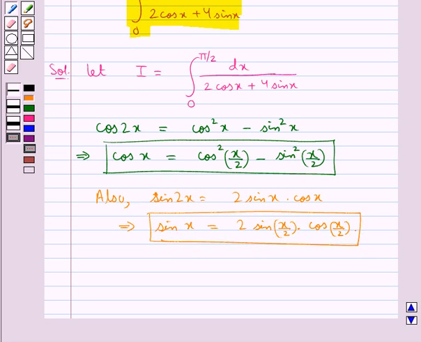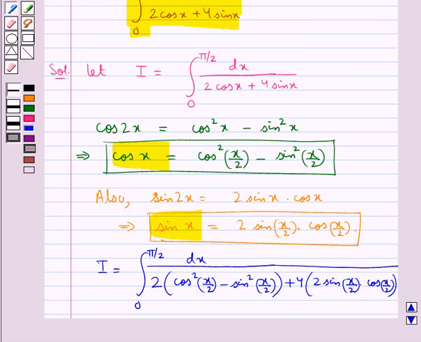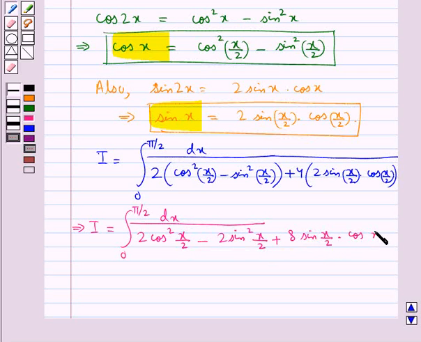So now we shall substitute these values of cos x and sin x in this I. So we get I is equal to integral 0 to pi by 2 dx upon 2 into cos x, which is cos square x upon 2 minus sin square x upon 2, plus 4 into sin x, which is 2 into sin x upon 2 into cos x upon 2. This means we get I is equal to integral 0 to pi by 2 dx upon 2 cos square x upon 2 minus 2 sin square x upon 2 plus 8 sin x upon 2 into cos x upon 2.